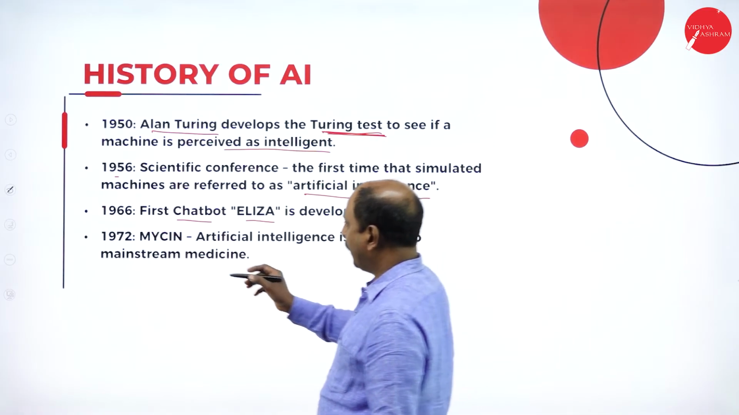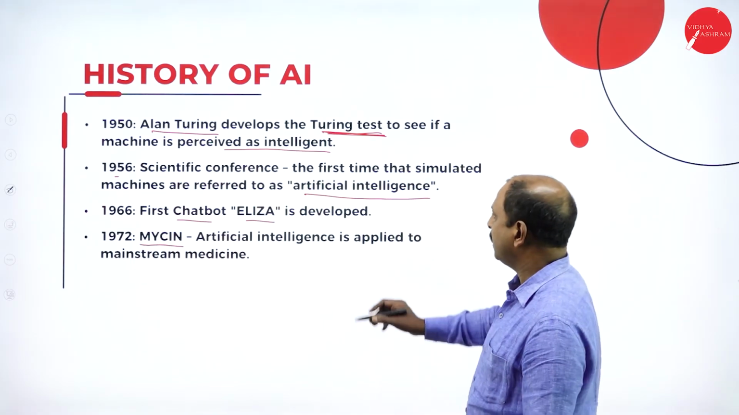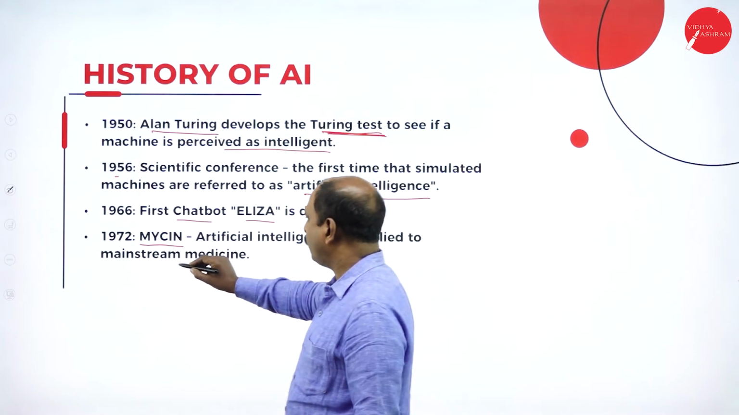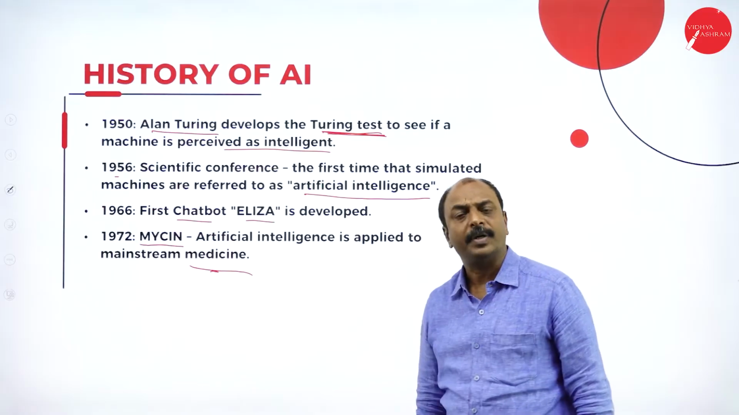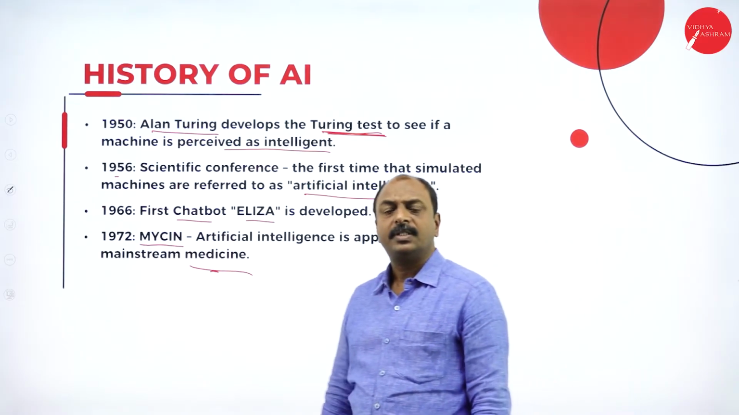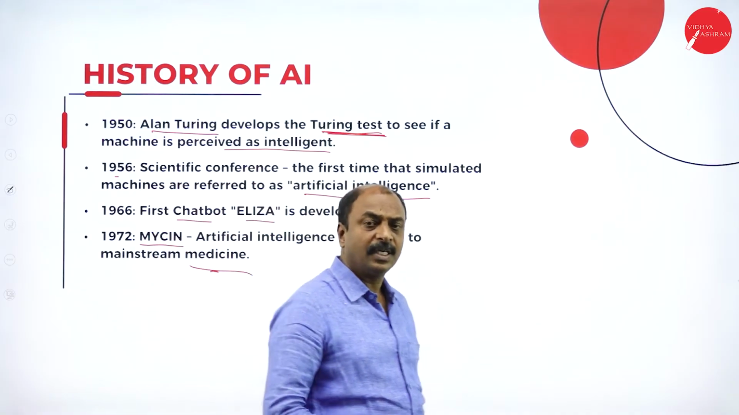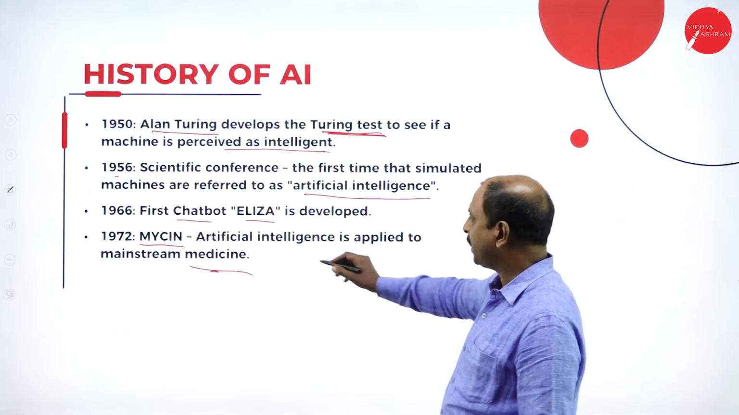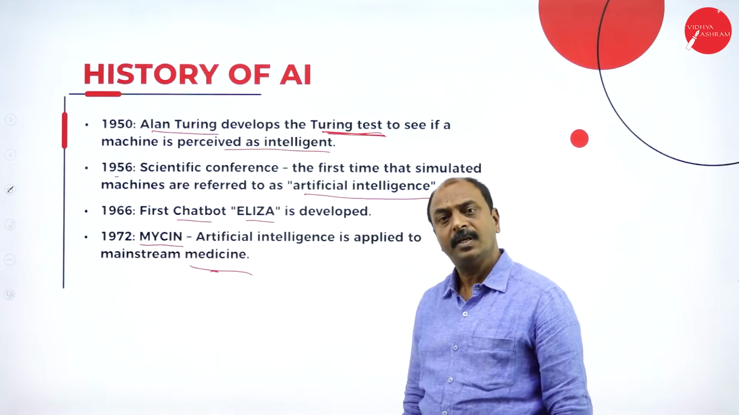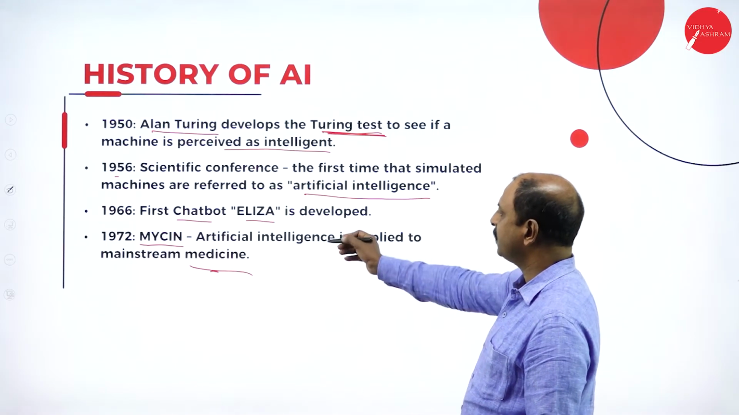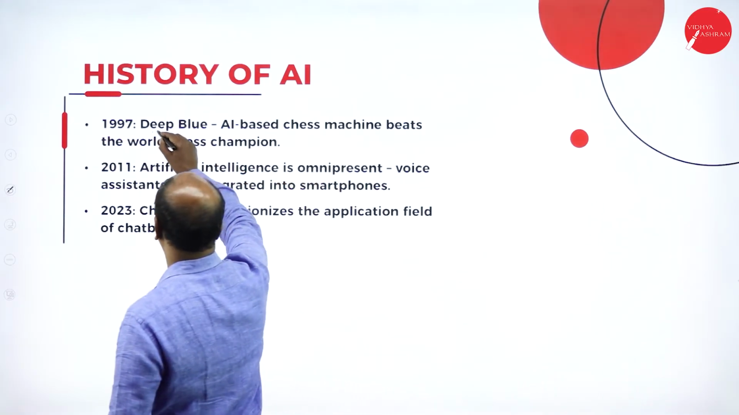Next one is MYCIN, 1972. It is again an expert system. They were using it in the field of medicine, in medical science, to find out the reason for a particular disease or particular virus, and also it was used to recommend the antibiotic for that particular disease. This is MYCIN.